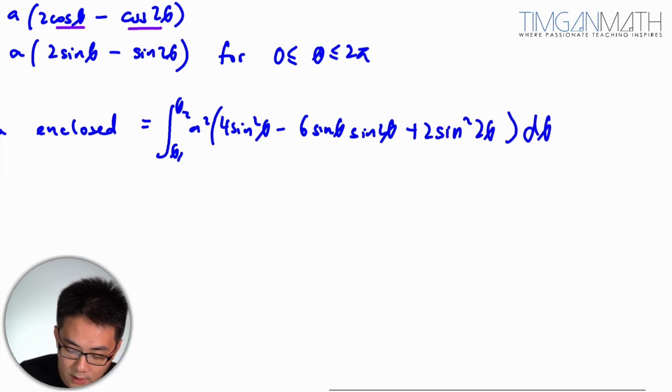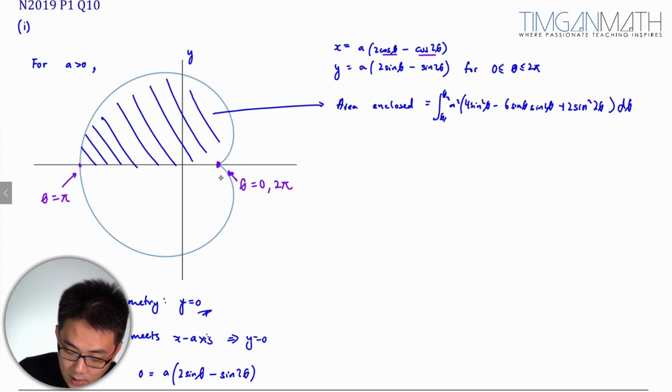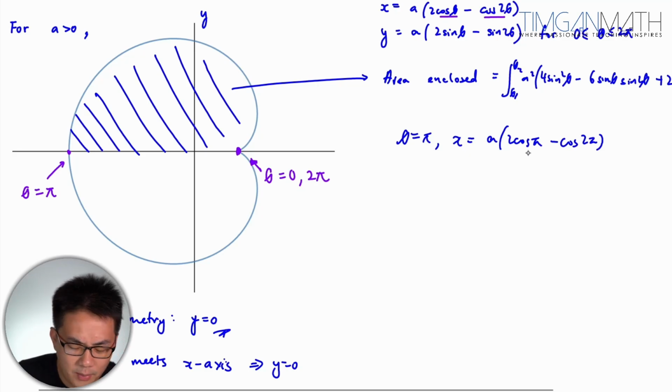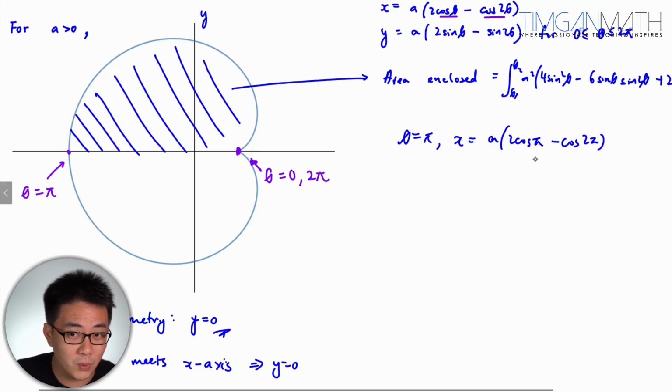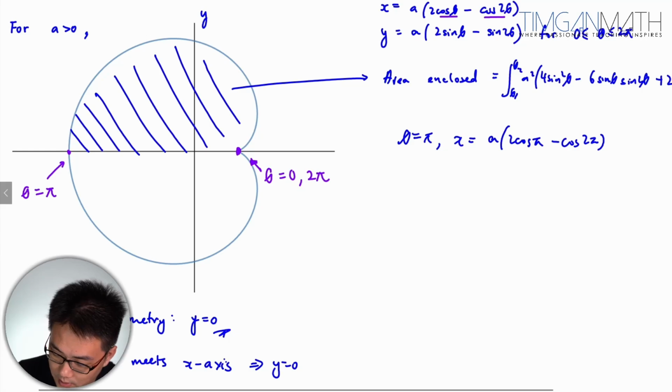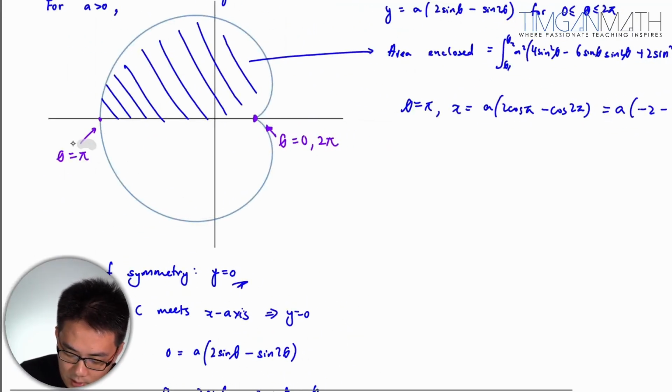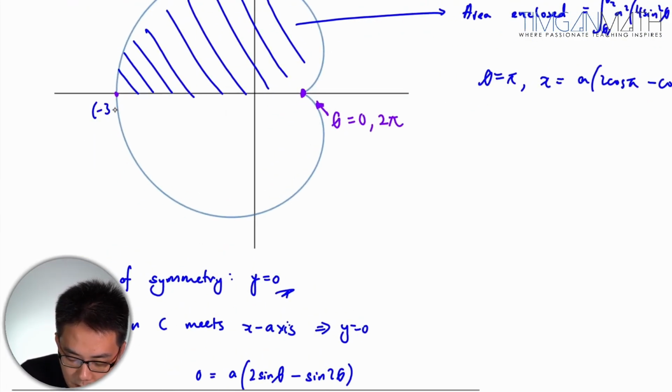Okay, great. Before we start, what we should do is find the boundary in terms of a. When theta is equal to pi, we know x is equal to a times 2 cos pi minus cos 2 pi. Cos pi, pi being 180, renders minus 1, and cos 2 pi is 1. So it's a times 2 times negative 1, so negative 2 minus 1. This is negative 3a. So this point here, which corresponds to pi, is important: it is negative 3a. Maybe I just put negative 3a like that.